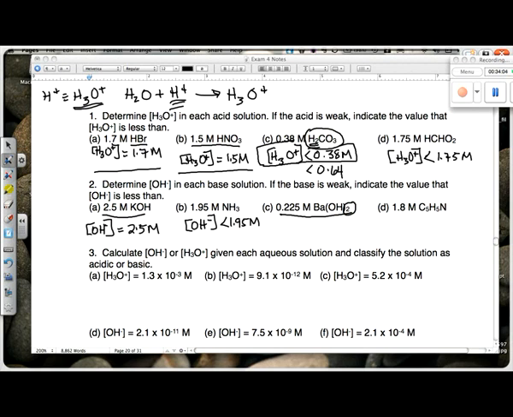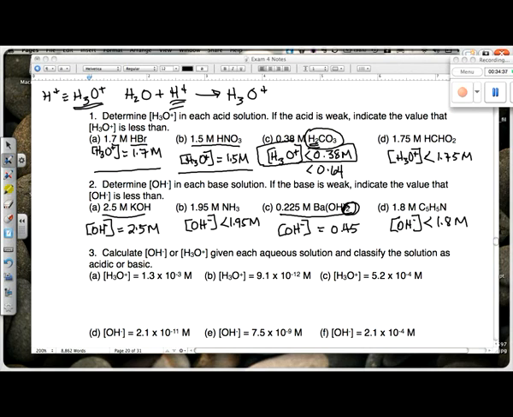In C, I have another strong base, but I make 2 hydroxides for every barium hydroxide. So instead of OH minus being 0.225, it is going to be 0.45 because it's twice this. And then D is a weak base, so we're going to say that OH minus is less than the 1.8 molar. Okay?